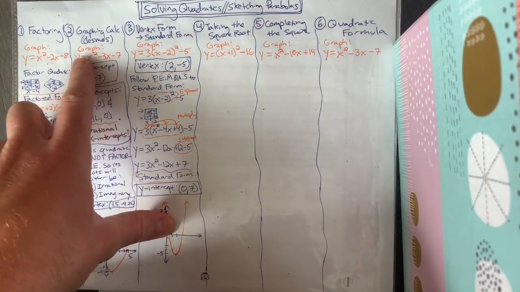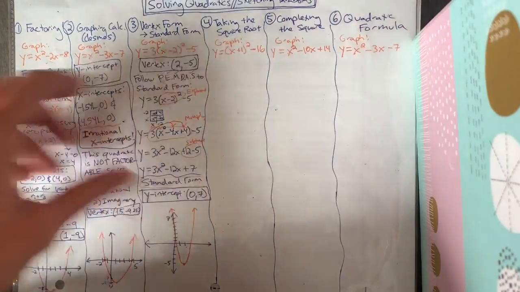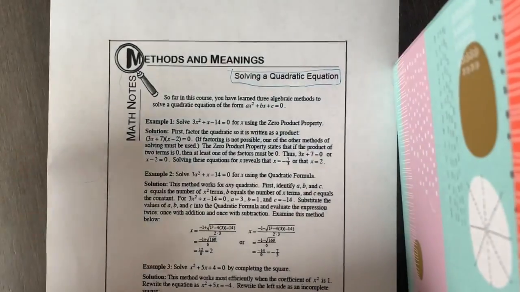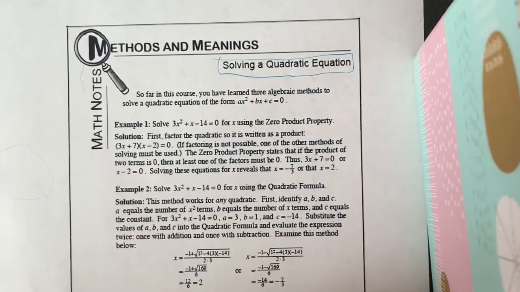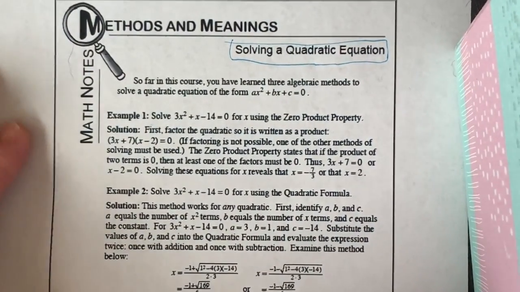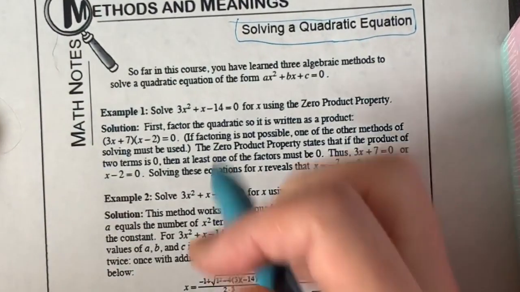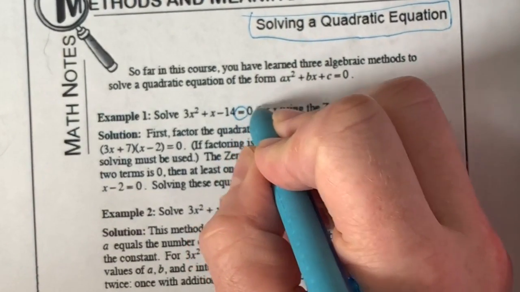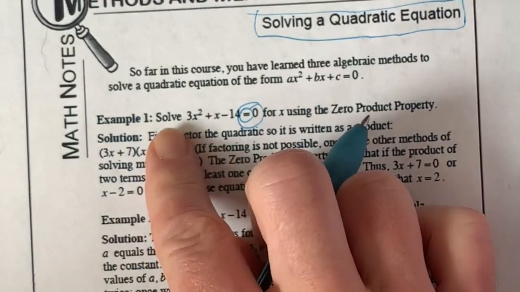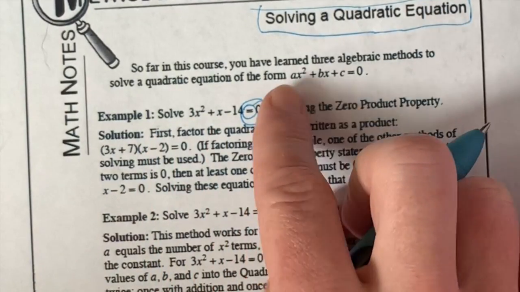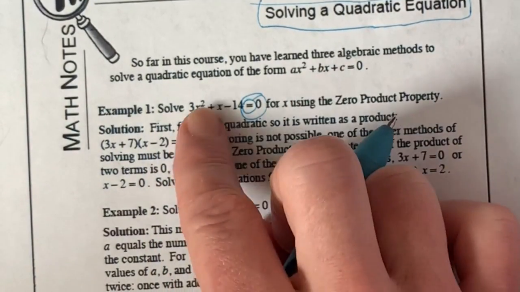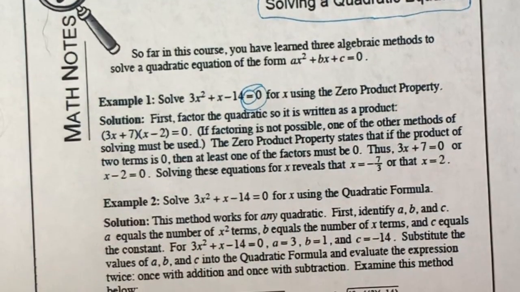So originally I told you there are 6 ways to solve a quadratic. In this math notes box, they go through 3 of those just to make sure you know there are these 3 ways that we can do this. When we have an equation, an equation has an equal sign, equals 0 here. You could use the zero product property. If it's written in standard form, certainly you can factor it and use zero product property to solve.